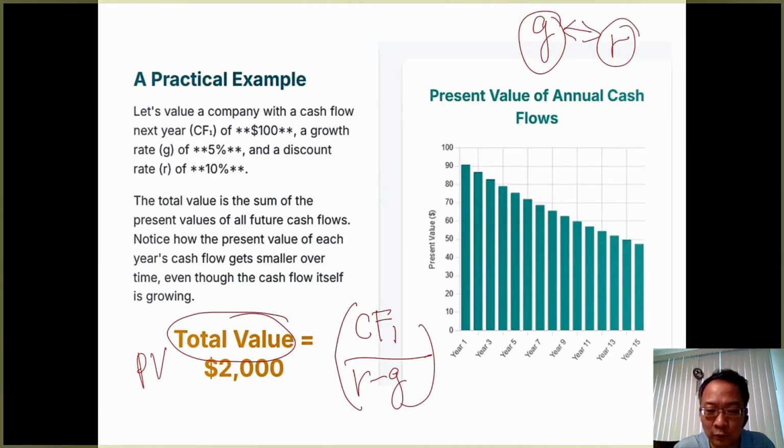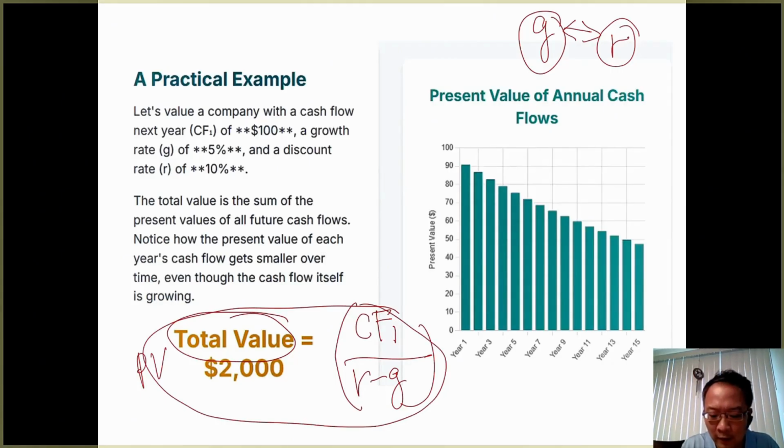In the future, as we work through many problems and discussions, and as we encounter various concepts, we'll keep coming back to this very important tool for valuing companies. Okay, that's the formula for valuing companies.